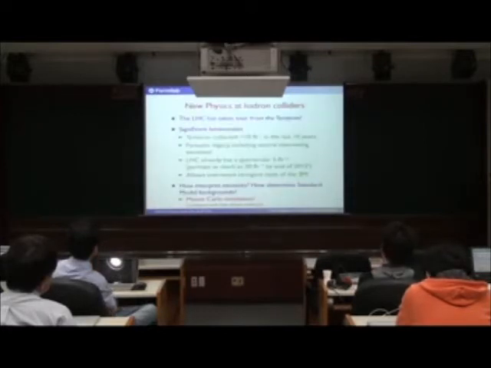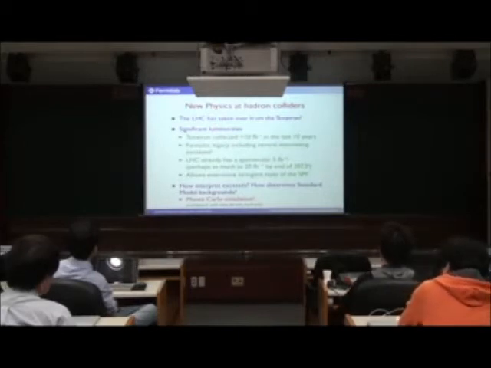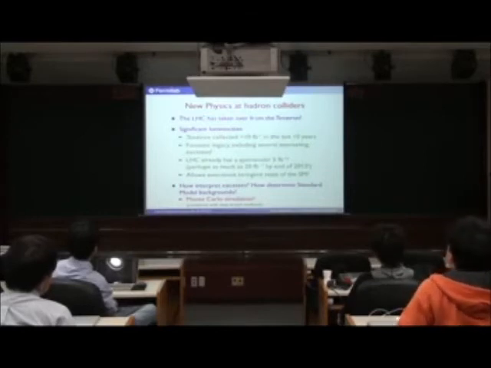So what has happened recently? Well, the LHC has taken over from the Tevatron. The Tevatron is now officially dead since almost 1 month. We have very significant luminosities that have been and are being collected. The Tevatron collected over 10 inverse femtobarns during the last 10 years, so since 2001 or so.